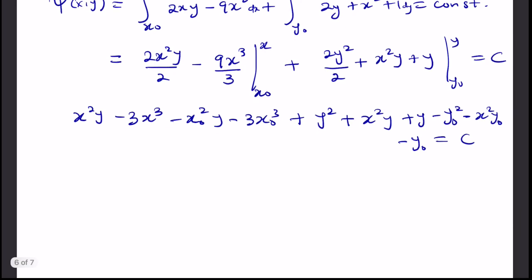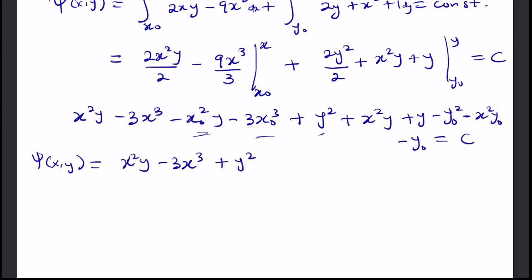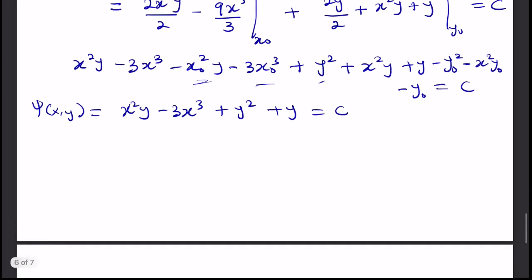Therefore, as we normally do, we'll just ignore the repetitions and take very few terms. Therefore, we remove the duplicates, and we have that our psi of xy is x squared y minus 3x cubed. I'm going to ignore these naughts, x naughts, and choose this, plus y squared plus y is equal to a constant. This is the solution to the ordinary differential equation.